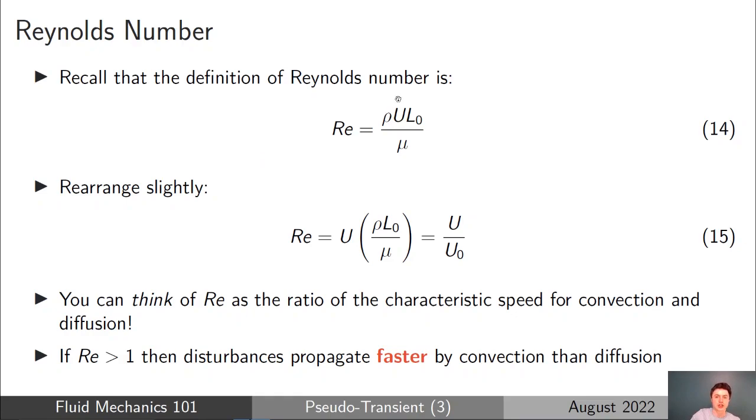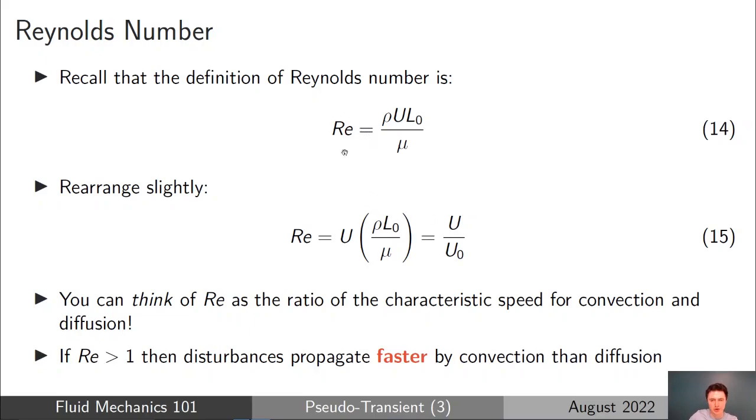If you recall, the general definition of a Reynolds number is a density multiplied by a velocity multiplied by a length scale divided by a dynamic viscosity. That's the general definition of a Reynolds number. Now, if you rearrange this slightly and move the characteristic velocity outside and then collect the other terms together in the brackets, what you'll see is that this quantity here is actually 1 divided by, or the inverse of, the characteristic speed for diffusion that we calculated earlier in the talk.